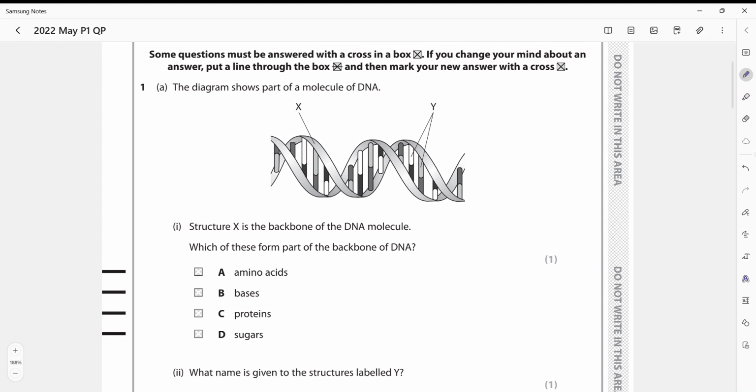So this is a diagram of the molecule of a DNA, and structure X, which is this, is the backbone of the DNA molecule. So it says which of these form part of the backbone of DNA. If you recall, this is what the backbone of DNA looks like. You have your phosphate, which are the circles here, followed by the sugars, and it just goes on. So the answer here would be sugars.